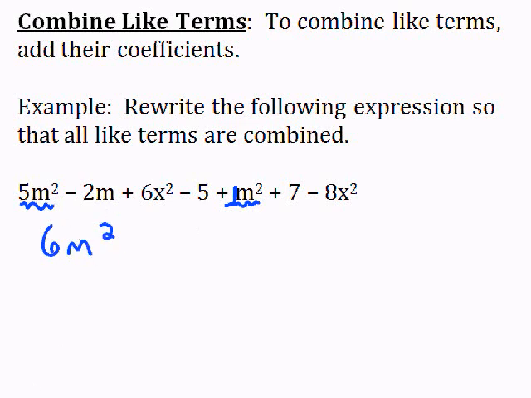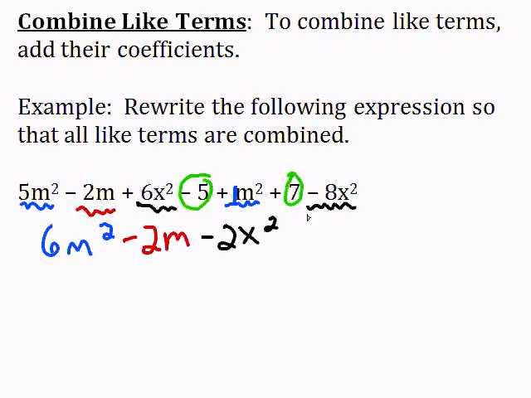is going to combine together to give me a total of 5 plus 1, which is 6m squared. Let's take a look at the negative 2m. We can't combine the negative 2m with anything, so I'm going to write negative 2m. What about the 6x squared? 6x squared can be combined with negative 8x squared to give us a total of negative 2x squareds. Then we can combine our constants of negative 5 and positive 7 to give us a positive 2.